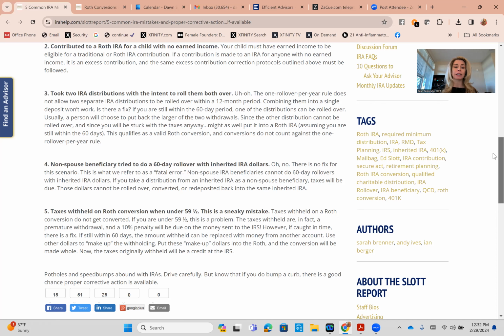And number 5, taxes withheld on the Roth conversion if you're under 59.5. Well, this is a sneaky little mistake. Taxes withheld on a Roth conversion do not get converted. So if you're under 59.5, this is a problem.